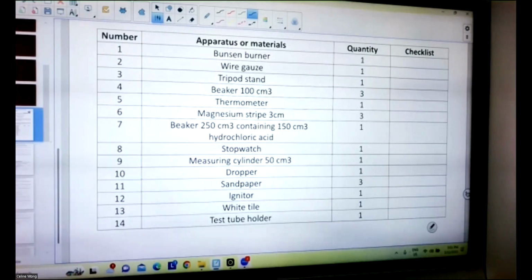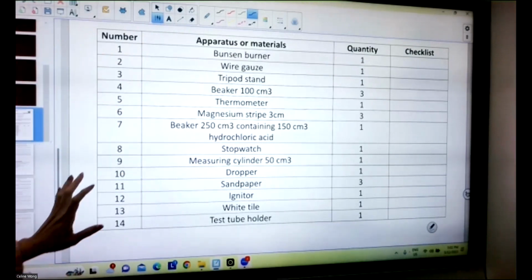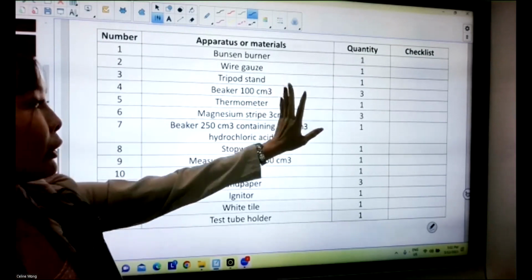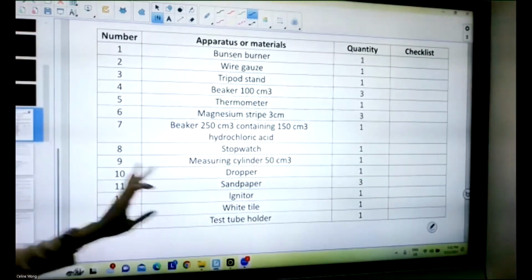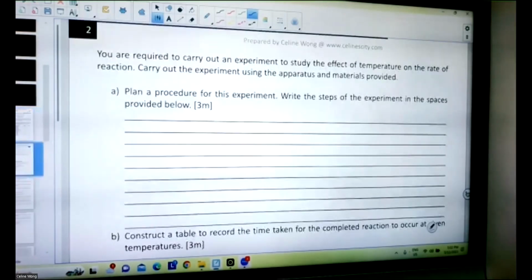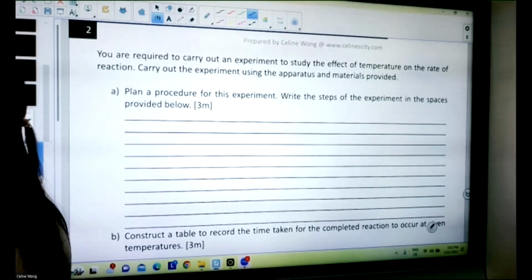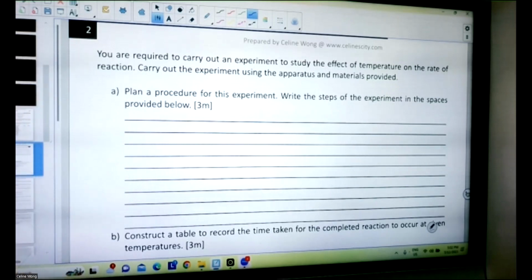By using this particular list, very likely they are asking you about how temperature affects the rate of reactions. So let's try this particular situation. You are required to carry out an experiment to study the effect of temperature on the rate of reactions. You need to carry out the experiments using the materials and apparatus provided. Plan procedure, 3 marks. Write down steps as many as you can. I will give you the complete steps later.